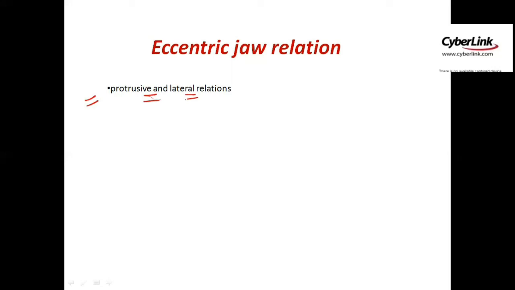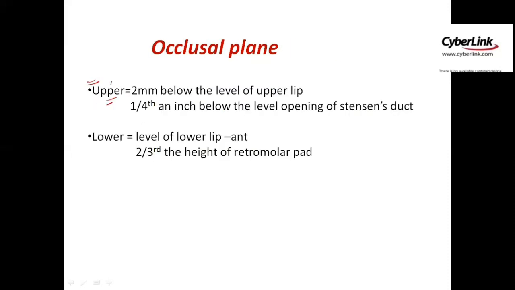Eccentric relation is basically recorded using the functional or tactile method. Methods of recording eccentric relation are similar to the ones used to record centric jaw relation. Rims, in case of the maxilla, are 2 mm below the level of the upper lip for pleasing appearance. Posteriorly, the height is on average 1/4 of an inch below the level of the opening of Stenson's duct.